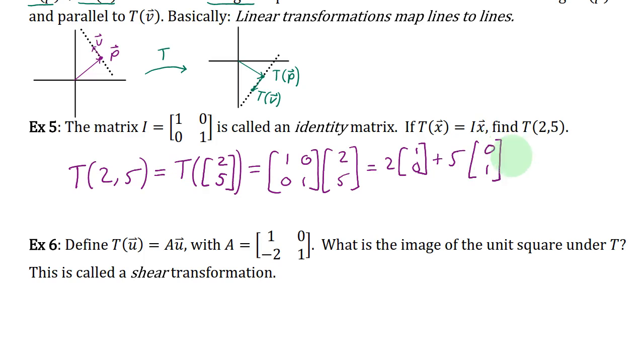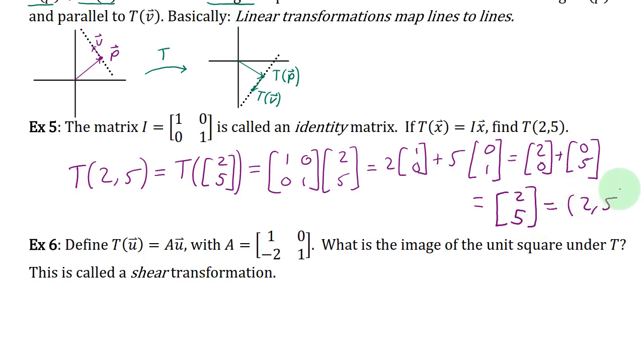And that becomes (2, 0) plus (0, 5). And that is also known as (2, 5), which of course is also known as the point (2, 5). Just different ways of writing the same thing. So in other words, this transformation doesn't do anything. It just gives you the same output that you plug in. So you can call this the identity transformation if you want. But we're going to be talking a lot about identity matrices as we go on.